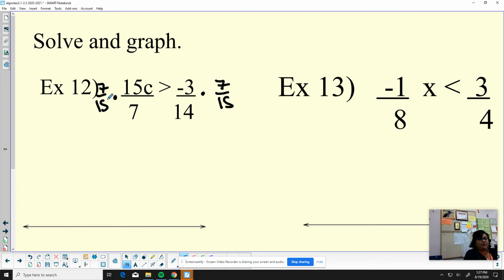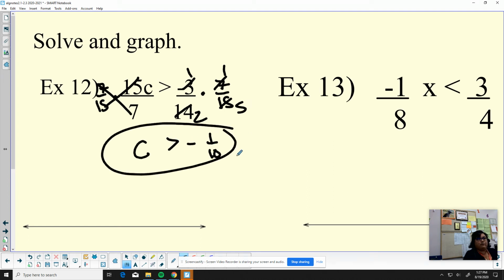Because that's the reciprocal of the one that I want to cross out. So C drops. There's no flip because what I wrote on both sides, what I'm multiplying by, is positive. So I'm just going to do some canceling. So that gives me greater than -1/10.